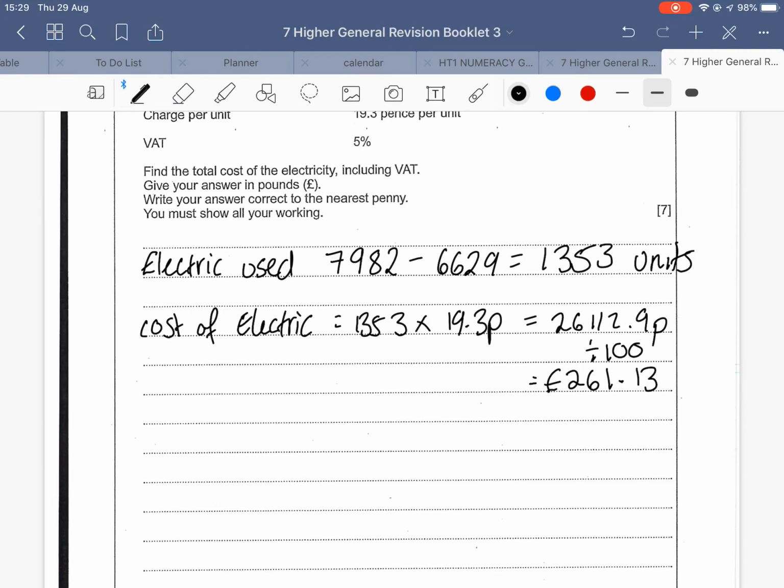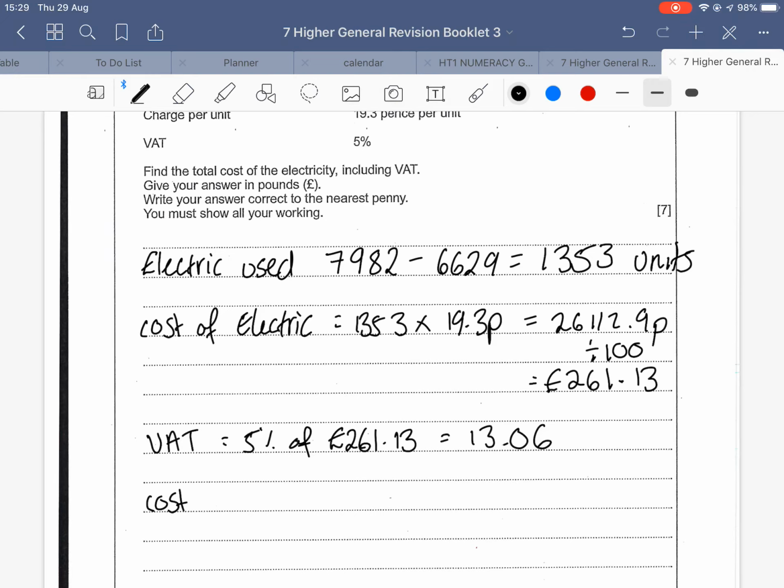Now we must add VAT, because VAT is added after. So you want 5% of 26113. You could do 0.05 times 261.13. You could use your percentage button. You could times it by 95% if you want to get the answer after. No, you wouldn't. You would times it by 1.05, because you're adding. So 13.06. So VAT is £13 and 6 pence.